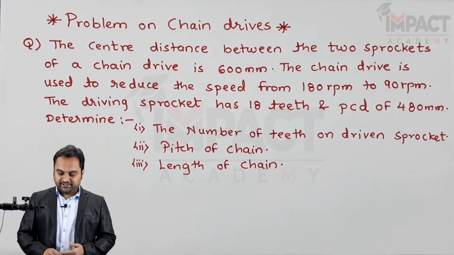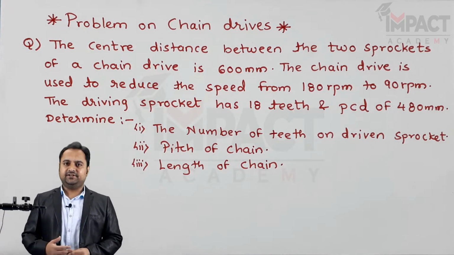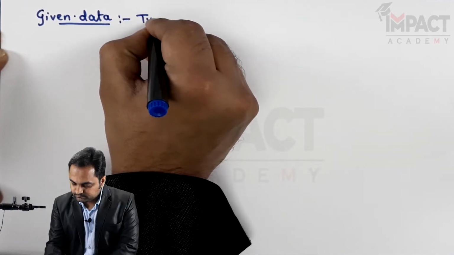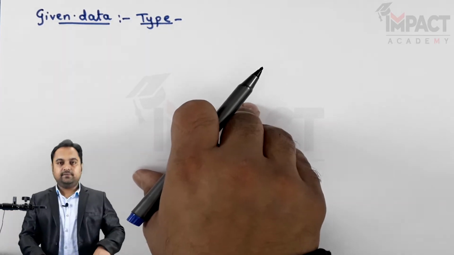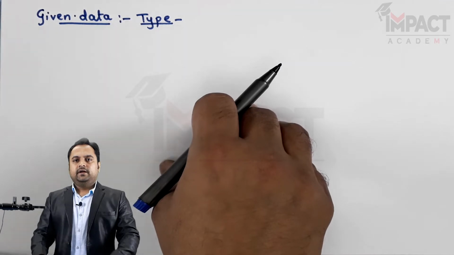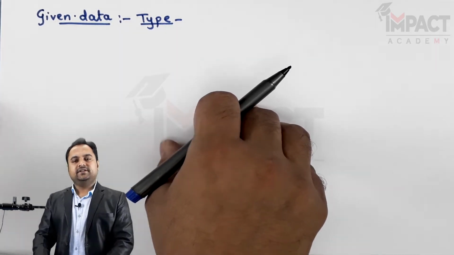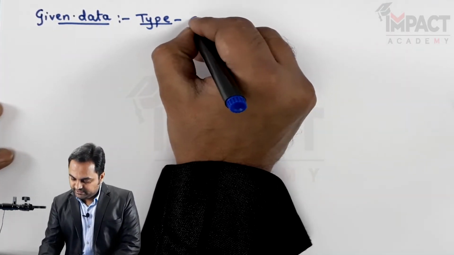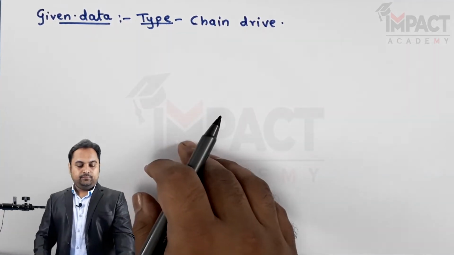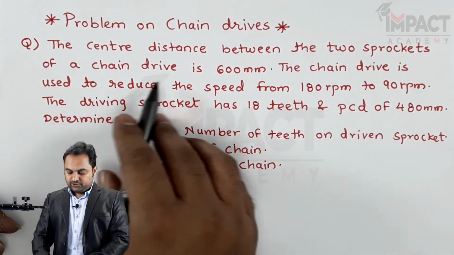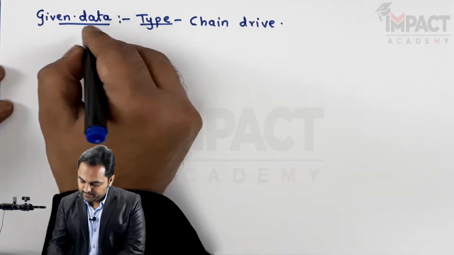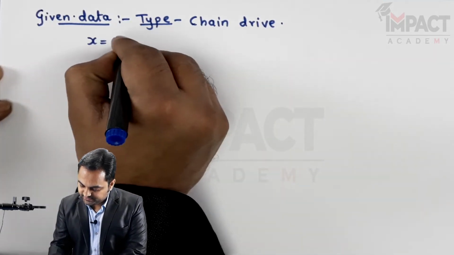Now I would be reading the question again step by step and writing the data. Let's get started. Now in the data, first I'll mention the type of problem, or we can say the type of drive used here. It is convenient to read that it is a chain drive, so I'll write down that the type of drive is a chain drive. Now the center distance between the two sprockets of chain drive is 600 mm. Center distance is denoted by x, so x is 600 mm.